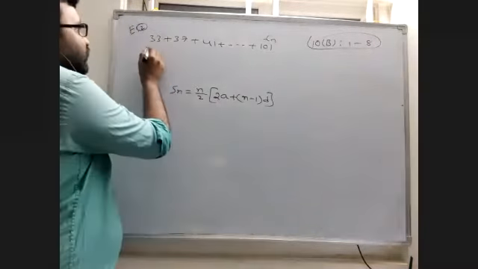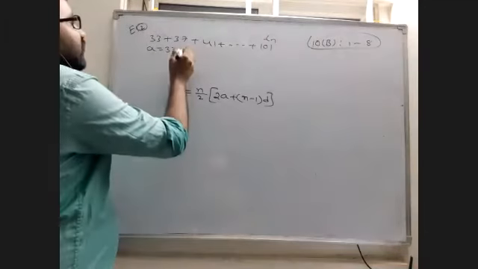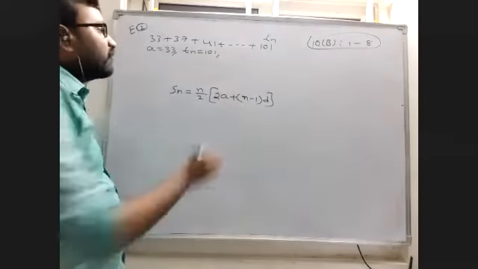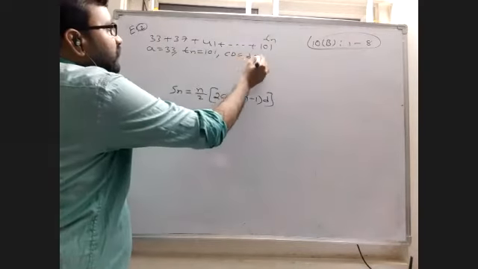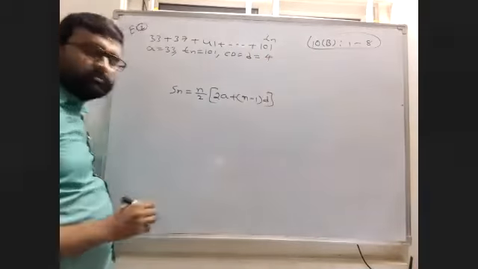So what is the first term? a is equal to 33. And what is the last term? Tn is equal to 101. This is the last term. And what is the common difference? Small d is equal to 37 minus 33, that is 4.